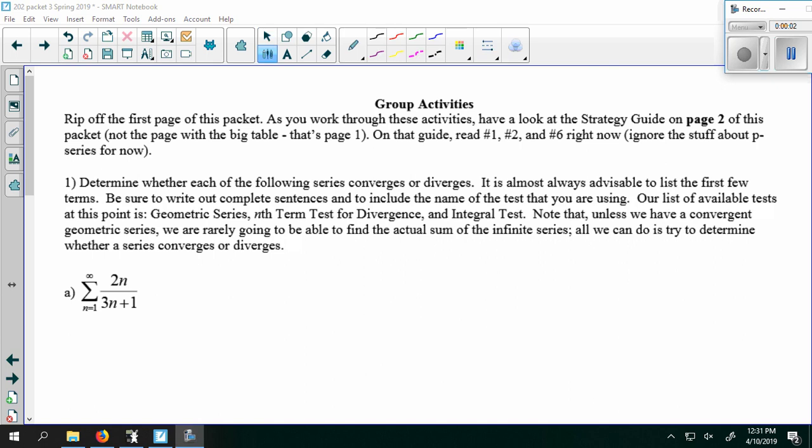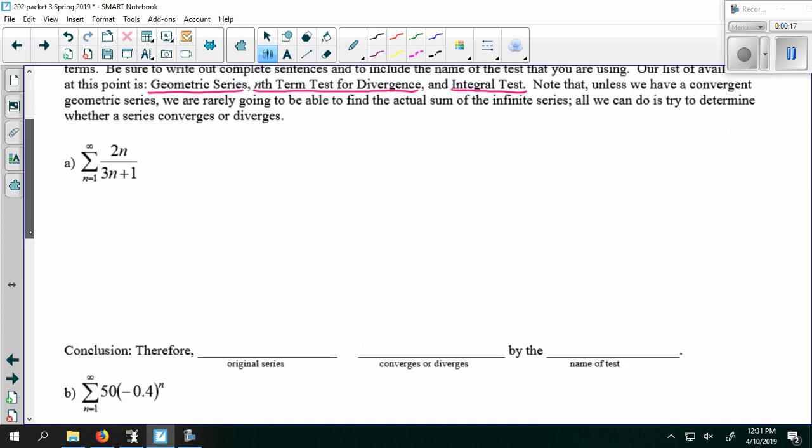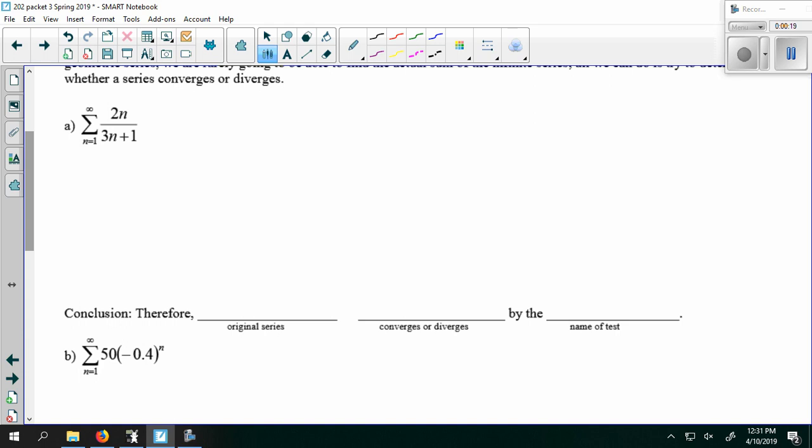Okay, so determine whether each of the following series converges or diverges. We only have 3 tests to use so far: geometric series, the test for divergence, and the integral test. Okay, so the sum from n equals 1 to infinity of 2n over 3n plus 1. It's almost always advisable to start writing out some terms. So it's a good first step almost no matter what you're given for a sum.